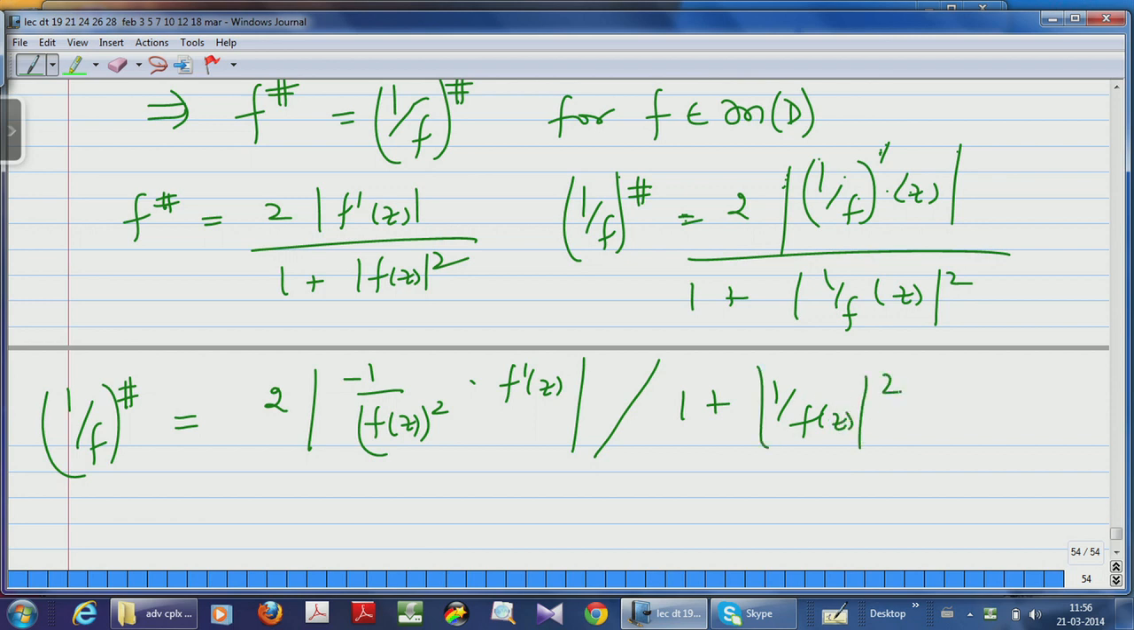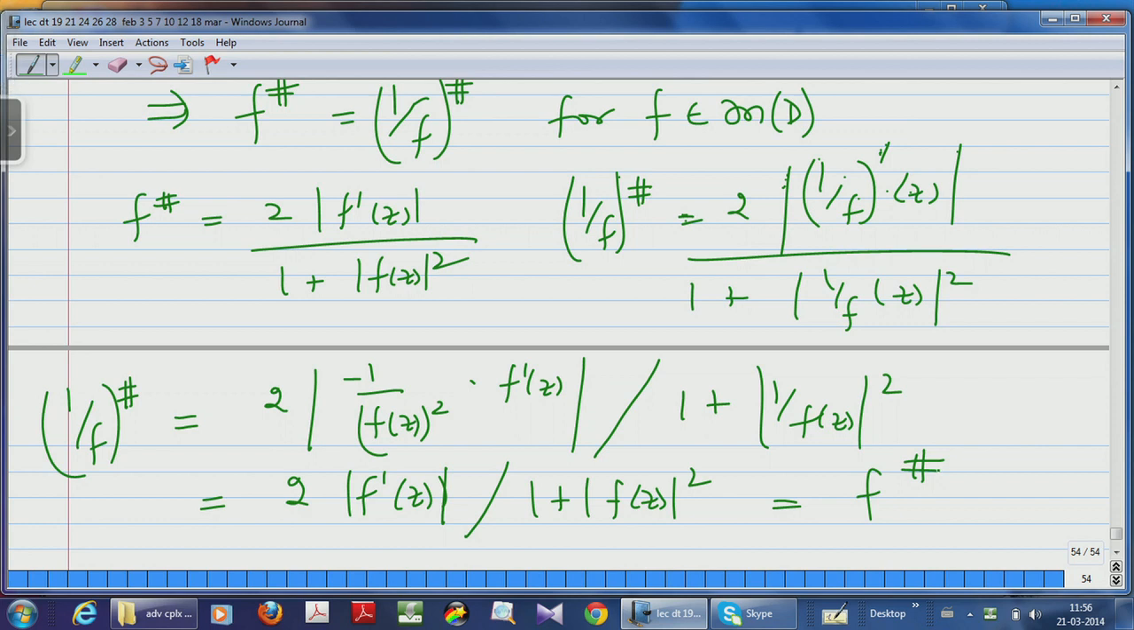Now if I simplify it, I'll again end up with 2 times mod f dash of z divided by 1 plus mod f z the whole squared. If I simply multiply numerator and denominator by mod f z the whole squared, I'll end up with this, which is the same as f hash. So this is a very heuristic, a simple calculation.